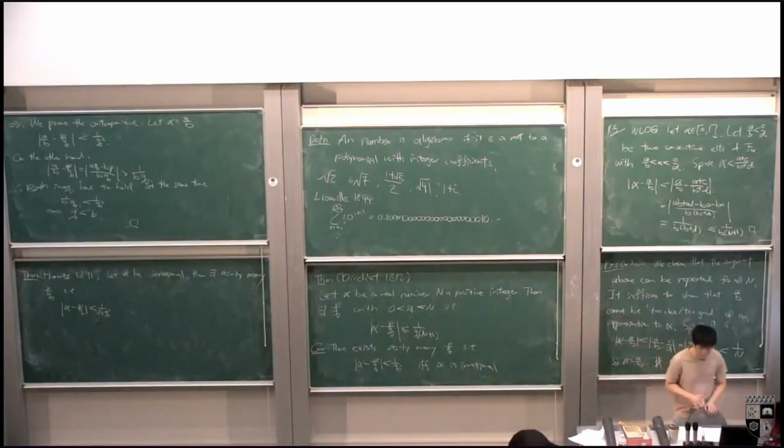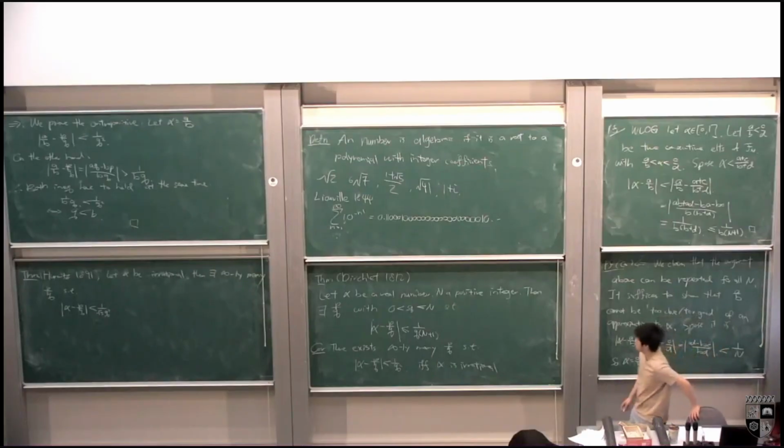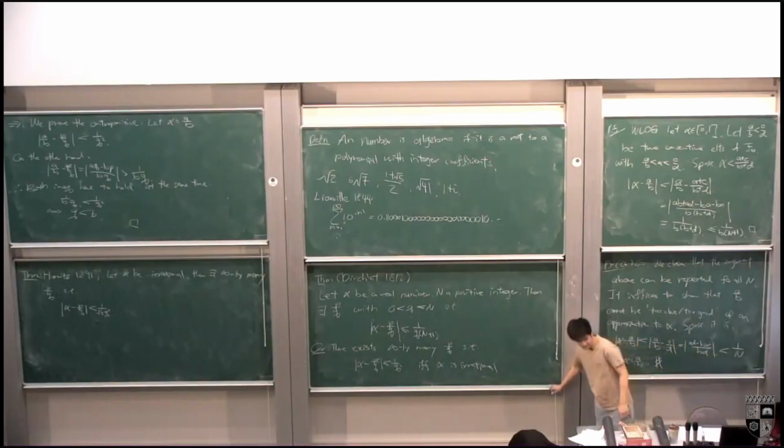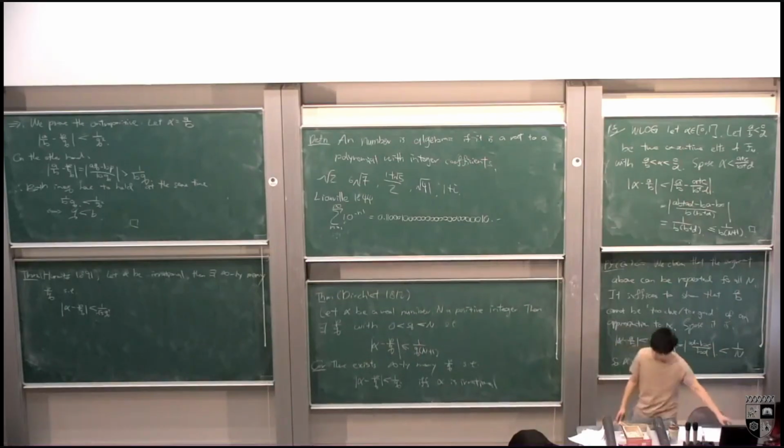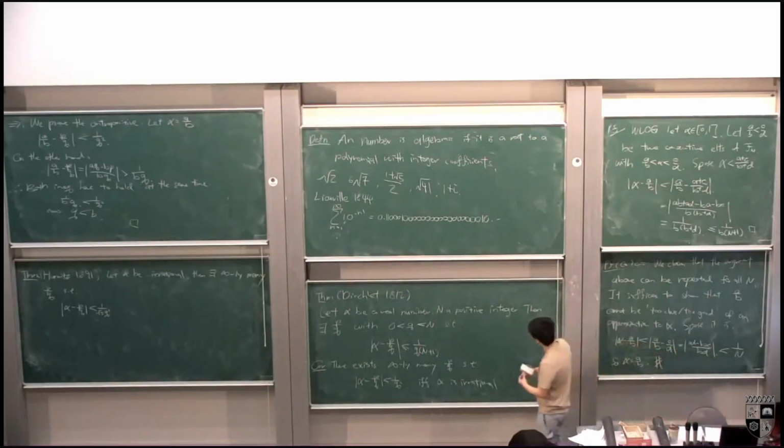So people have been trying to remove this so-called dependency on alpha for Liouville's result, and they've been struggling for quite some time. The final major breakthrough came in 1955.